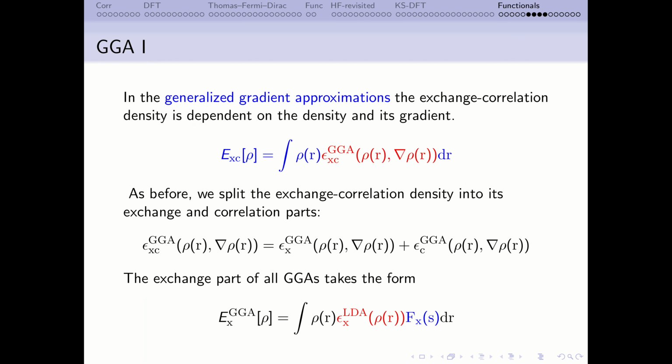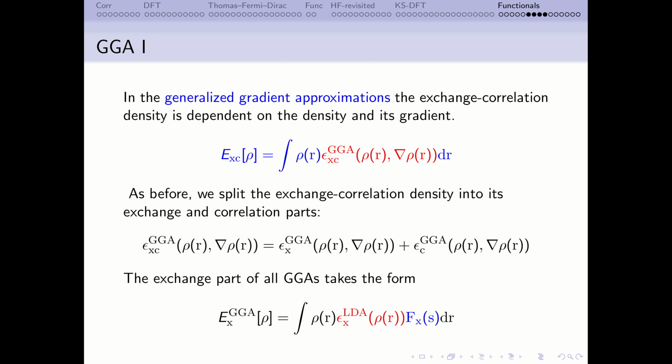You could get beyond the LDA by including density gradient information in this energy density. So now epsilon xc depends on rho and the gradient of rho. In a particular form, this is called the generalized gradient approximation, or GGA. There's a whole class of GGAs. There are many functionals. So if you just say I used the GGA, it's meaningless.